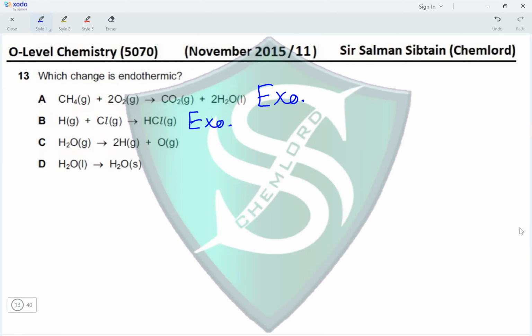The next one would be H2O gas, which is steam, dissociating to give 2 moles of hydrogen gas and 1 mole of oxygen gas in the atomic state. So this is bond breaking, and bond breaking takes in energy, which makes this reaction endothermic. And the last one is a change of state of water to the solid form, which is ice. So this is freezing, and freezing gives off energy, making this process exothermic as well. Therefore, the correct option for this question is option C.